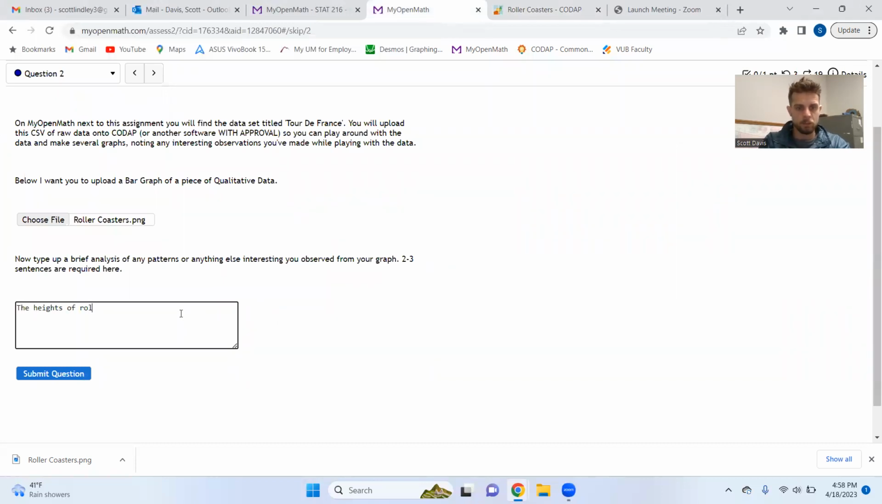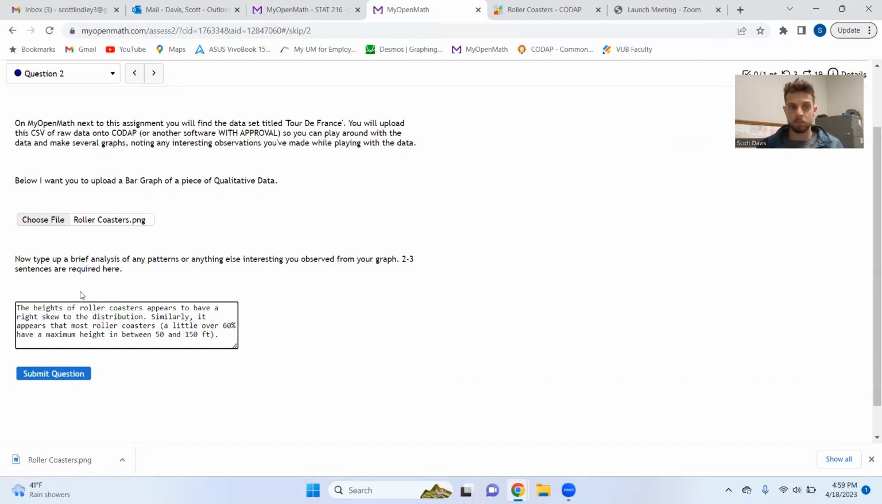The heights of roller coasters appear to have a right skew to the distribution. Similarly, it appears that most roller coasters, roughly a little over 60%, have a maximum height in between 50 and 150 feet. But there's two sentences.